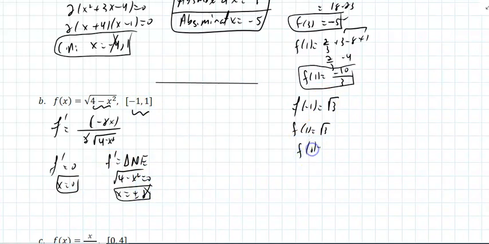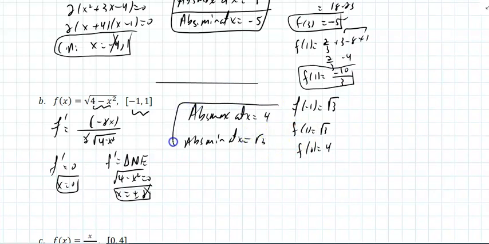What is f of 0? F of 0 is 4. So we have an absolute maximum at x equals, and we have an absolute minimum at x equals. The highest is a 4, and the lowest is a radical 3 in this case. You could have multiple maximums, absolute maximums, and multiple absolute minimums. If they match, that's not a problem. That could happen.